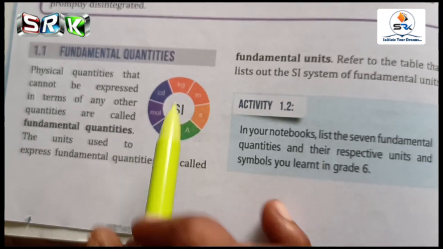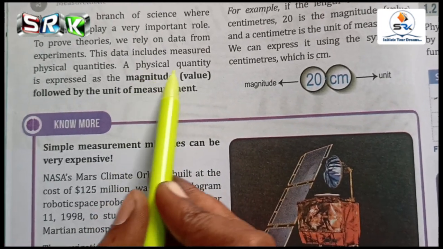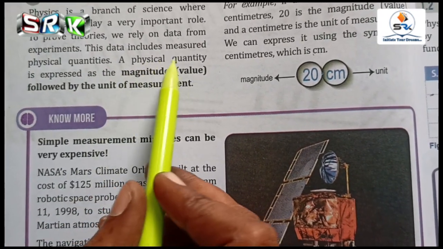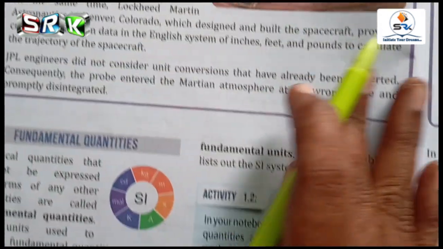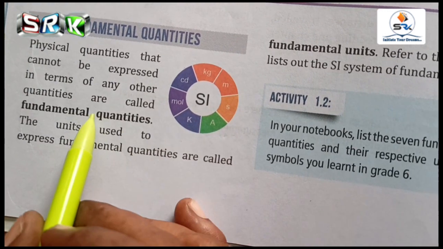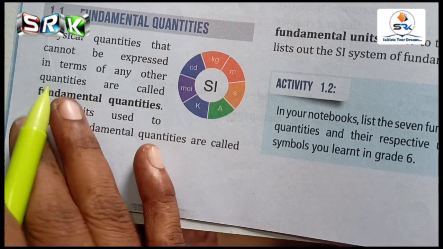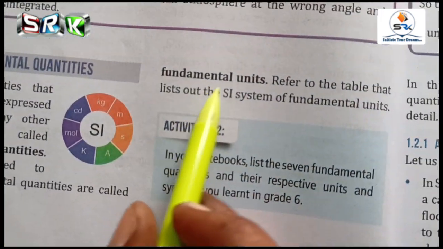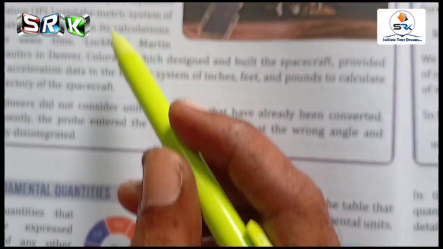So students, we will finish up our lesson, and today's homework for you is, question number 1: how is a physical quantity expressed. Question number 2: what is meant by fundamental quantity, or otherwise what are called fundamental quantities. Third question: what are called fundamental units. So take down these 3 questions, and this is today's homework for you.